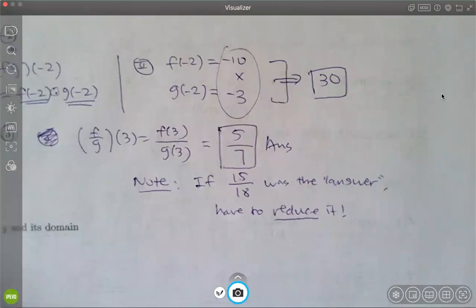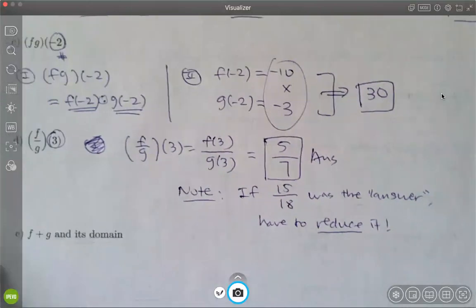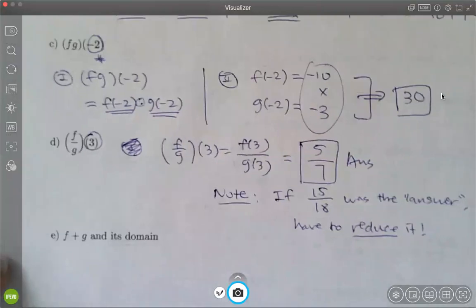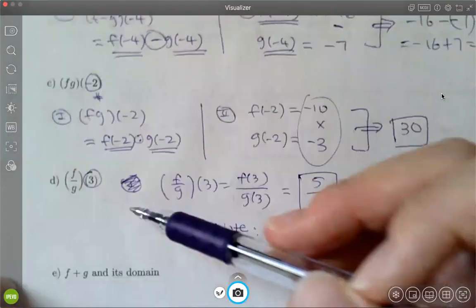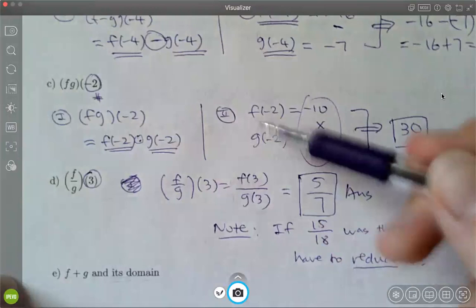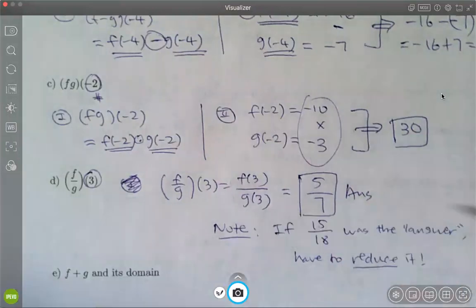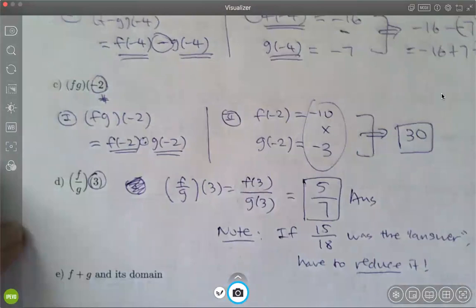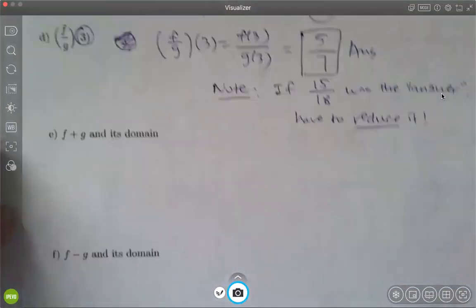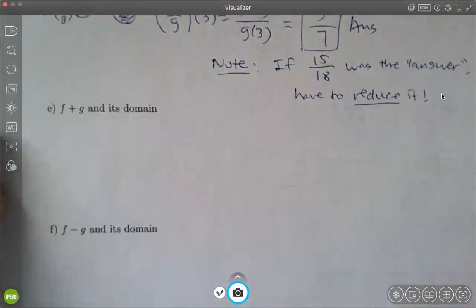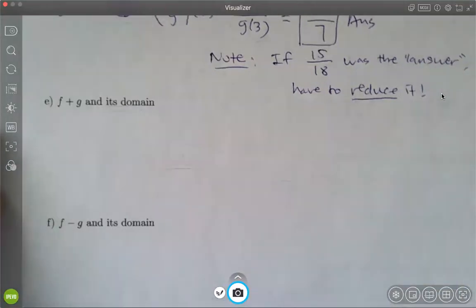Now what do you notice from these 4 problems? From these 4 problems, what you can notice is whenever the input is a number, then you don't have to find the new functions, whether it's the addition, subtraction, multiplication, or division. Now, what could happen, and these are the types of problems that I like because that's not that trivial.